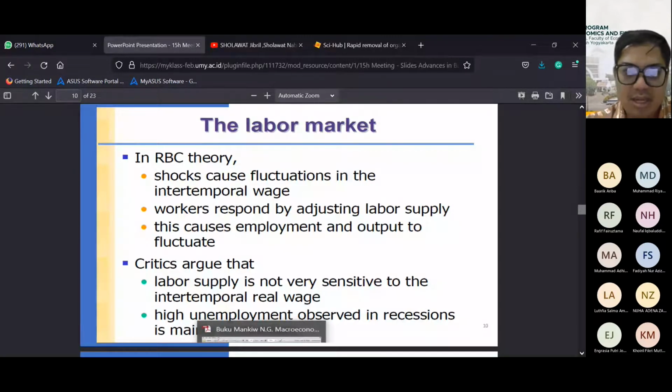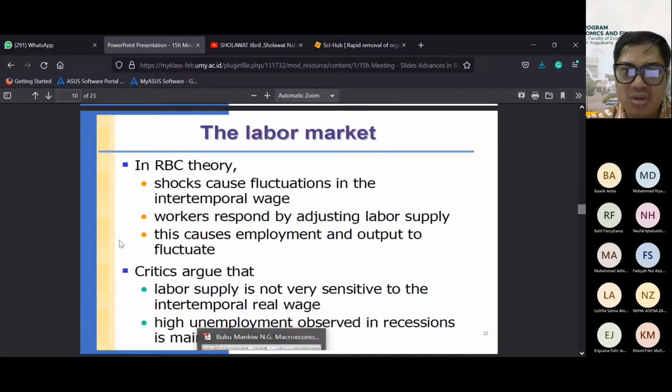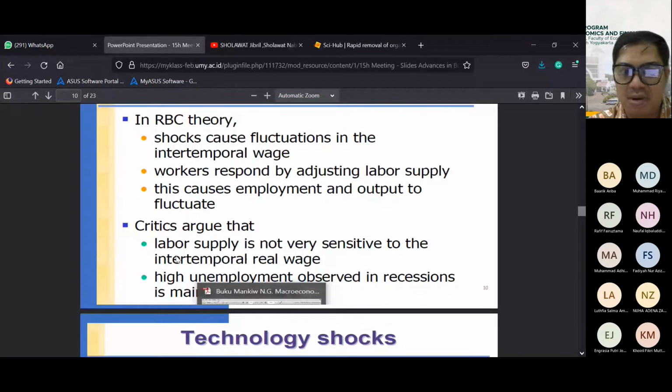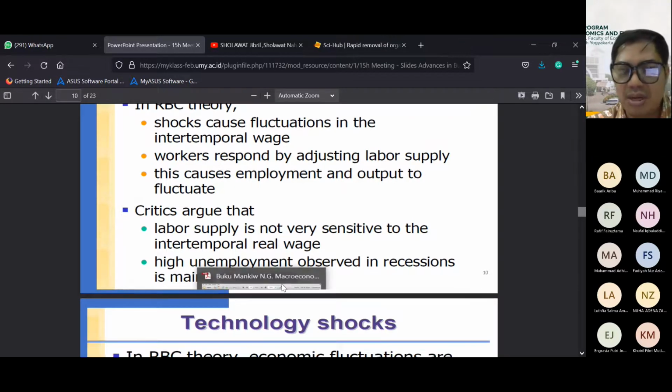So this is what causes employment and output to fluctuate over time. And the critique of the RBC theory is that labor force is not very sensitive to the intertemporal real wage. It means that the labor supply here is not a variable of the real wage. Whatever real wage happens, the labor supply stays constant. So the real wage doesn't have a sensitive impact on the labor force. It means the labor here is quite loyal, or they are not easy to move to other sectors because of the wages. And the second one is that high unemployment observed in recession is mainly due to the economic fluctuations. So here is another one.